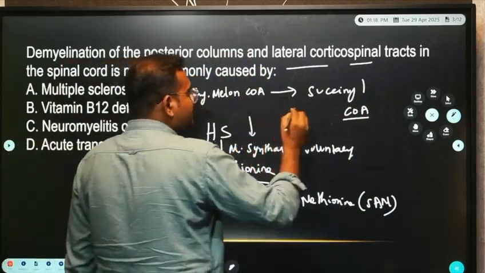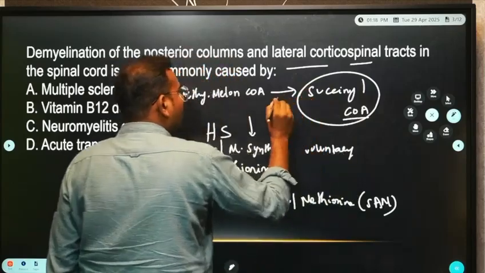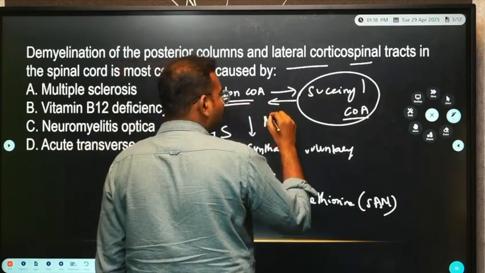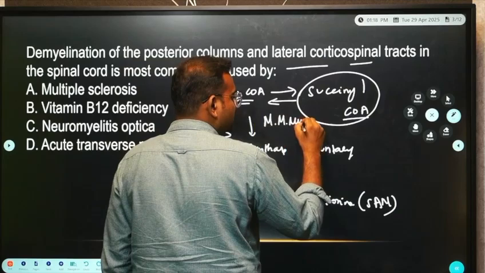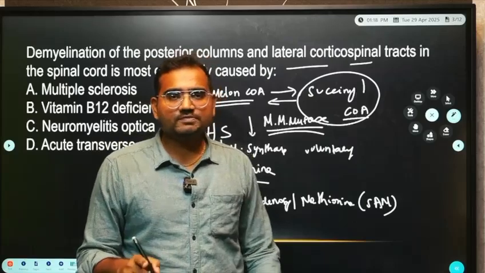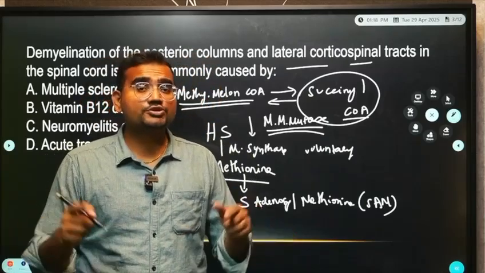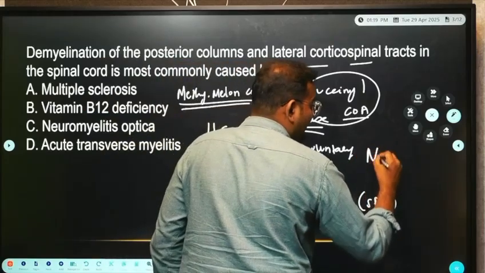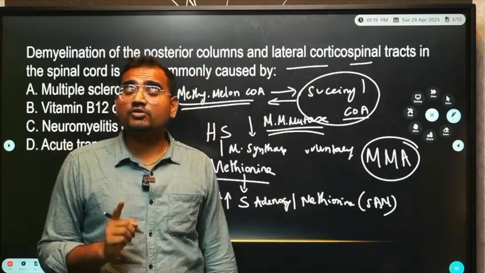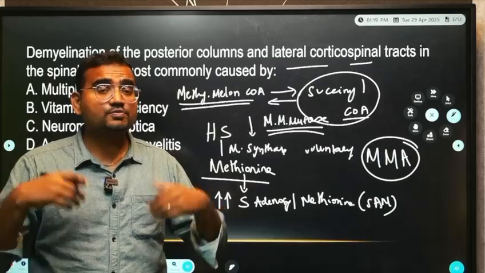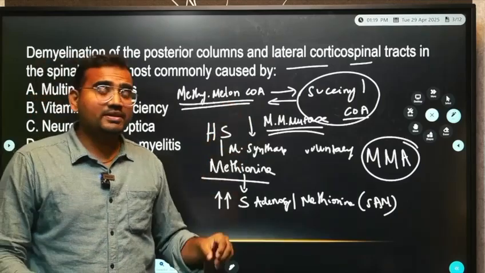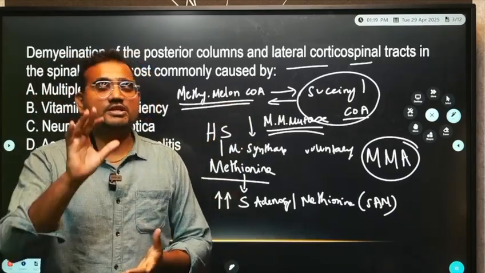And what happens is, when this succinyl-CoA is formed, it is again converted to methylmalonyl-CoA with the help of an enzyme called methylmalonyl-CoA mutase. This is very important, because any deficiency in this conversion is going to result in increased production of methylmalonic acid, MMA. Increased methylmalonic acid might result in excessive damage to the nerve sheath, especially myelin.